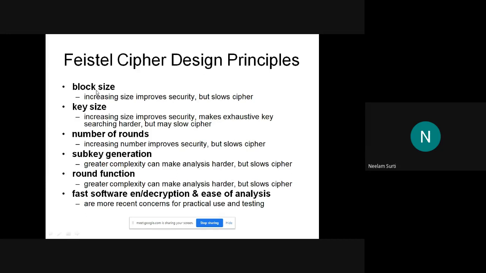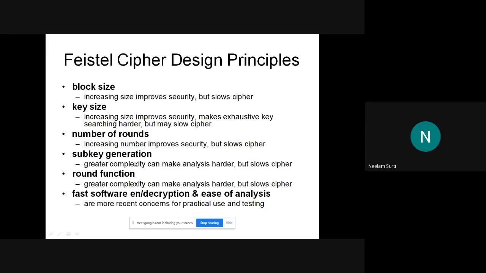I want to increase the block size, the speed decreases. I want to increase the key size, the speed decreases. What to do, or how to balance both parameters, that was the problem. Likewise, the number of rounds. Increasing the number of rounds improves the security. Whatever parameter you are increasing, security always increases, but the speed of the cipher always decreases. This is applicable to all these design principles and parameters: block size, key size, number of rounds.